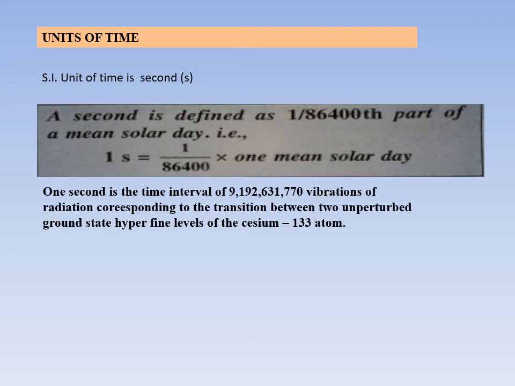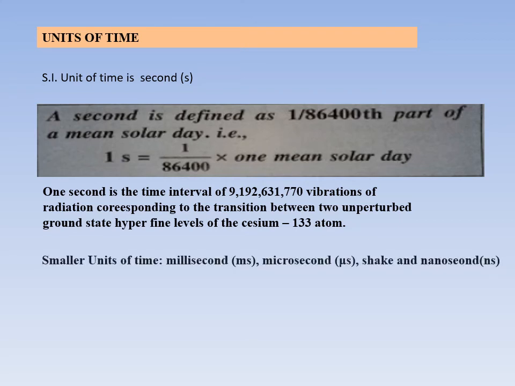Let's see smaller units of time. The common smaller units of time are millisecond, ms, microsecond, µs, shake and nanosecond, ns, where 1 ms is equal to 10 to the power of minus 3 s, and 1 µs is equal to 10 to the power of minus 6 s. 1 shake is equal to 10 to the power of minus 8 s, and 1 ns is equal to 10 to the power of minus 9 s.